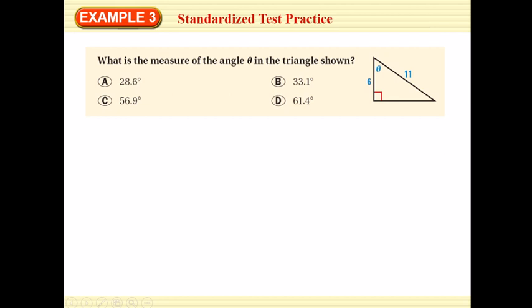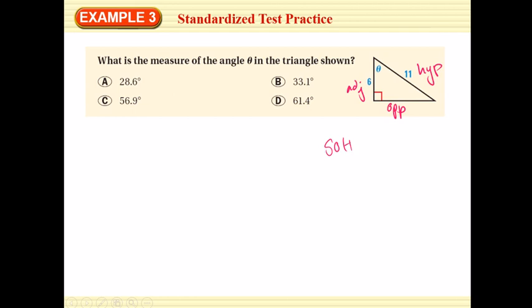Alright, we are now looking at example 3, some standardized test practice. So what is the measure of the angle theta in the triangle drawn? I always find it helpful, when I have these angles and I'm trying to use these inverse trig functions or my regular trig functions, to have the picture and label all my sides. So this is the side opposite, this is the side adjacent, and this is the hypotenuse. Alright, so I have the adjacent and hypotenuse.